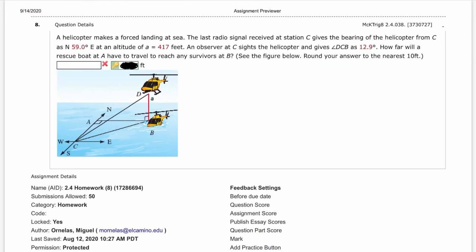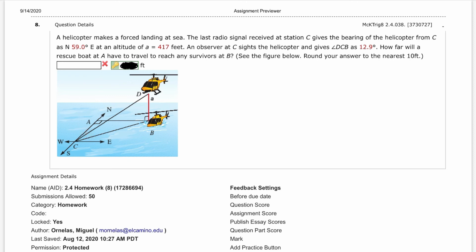All right, for the last example, there's a helicopter that's forced to land at sea, and there's a station at point C, and they give us a nice diagram. They tell us that this angle is 59 degrees here. That would be from C to 59.0 degrees northeast. Okay, so that would be this angle right here.